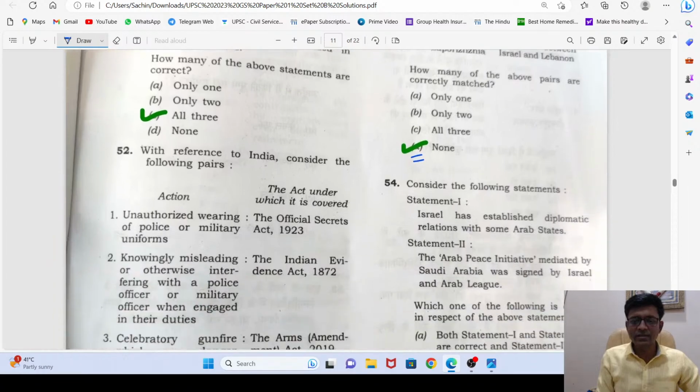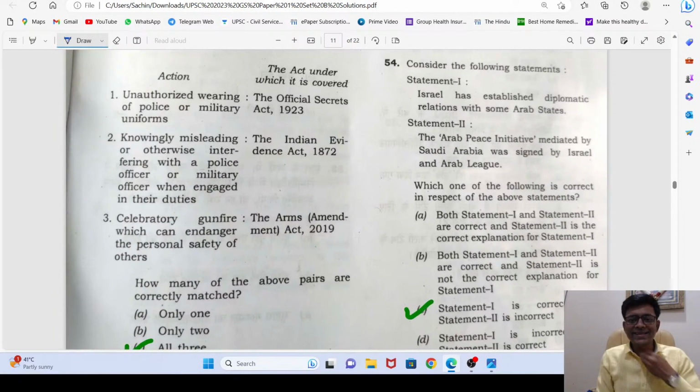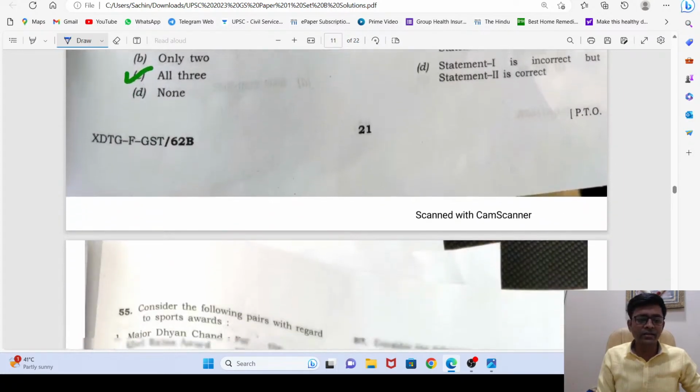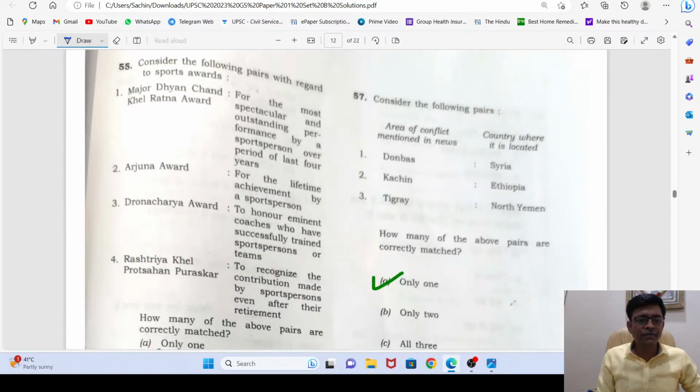Let's go ahead. Consider the following statement: Israel has established diplomatic relations with some Arab states. That is correct. The Arab Peace Initiative mediated by Saudi Arabia was signed by Israel and the Arab League. That is incorrect. Statement 1 is correct and statement 2 is incorrect. Okay, your answer is C. Let's go ahead. Question number 55, current affairs.